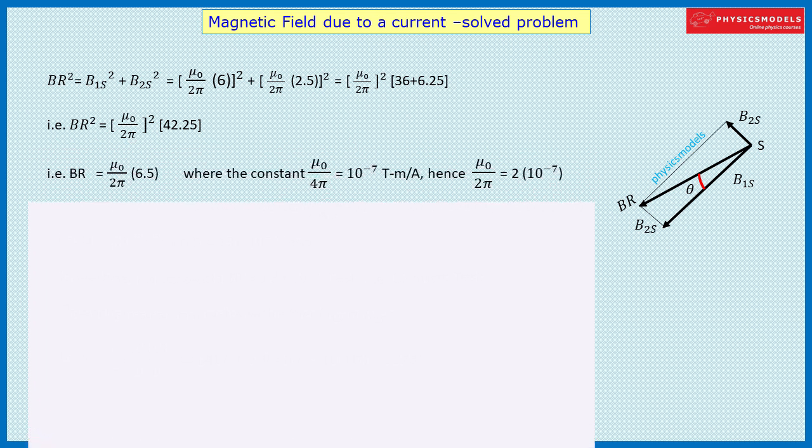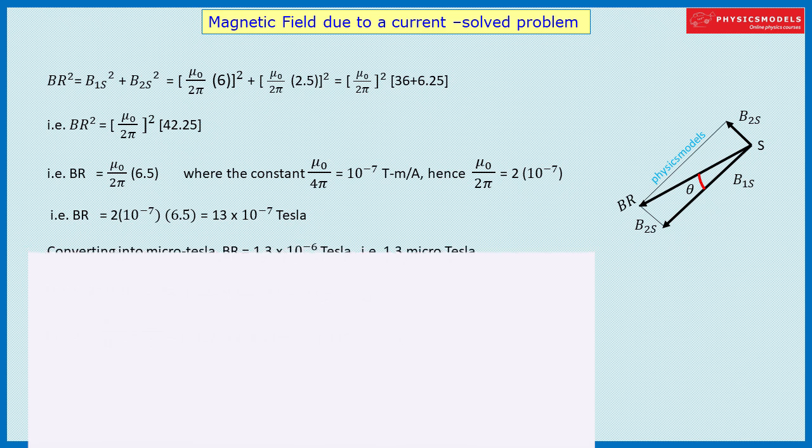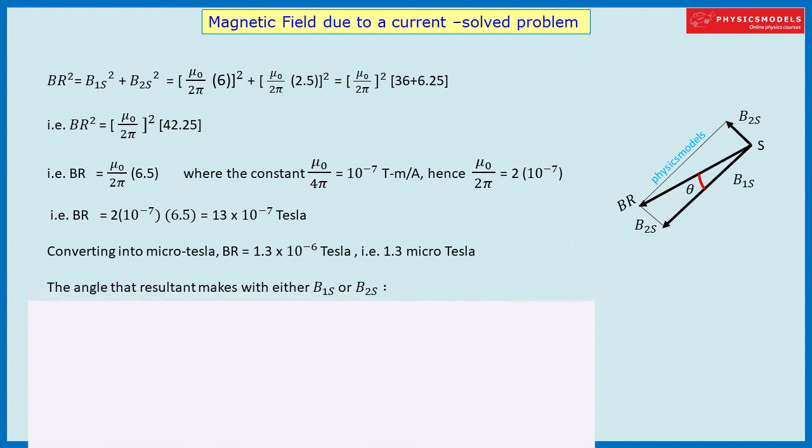At this stage, we have to be careful about mu 0 by 2 pi. So mu 0 by 4 pi is that famous constant 10 to the power minus 7 Tesla meter per ampere. So therefore, mu 0 by 2 pi will be 2 into 10 to the power minus 7. So plugging that, you will get BR is 1.3 into 10 to the power minus 6 Tesla, or 1.3 micro Tesla. We can also find the angle for the resultant.